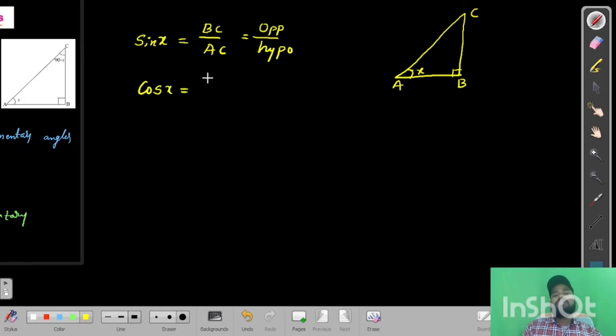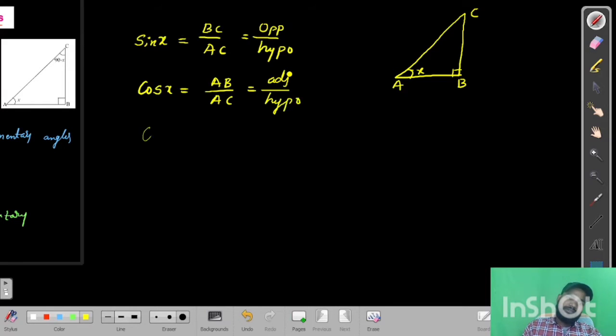Next, cos x. What is the cos x formula? Same. Adjacent by hypotenuse. Adjacent is AB. AB by, what is hypotenuse here? AC. So it is adjacent by hypotenuse. Am I clear?